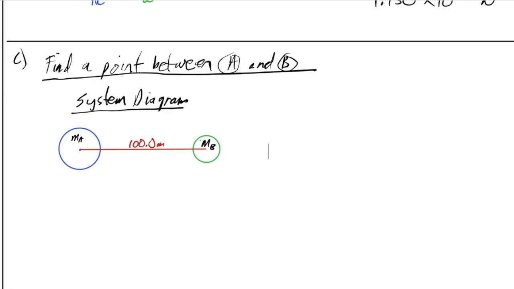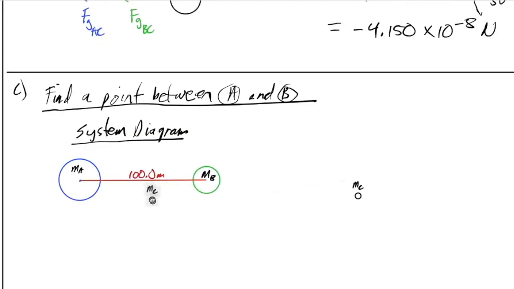So let's consider this. Let's take our MC. Now, our MC has to be placed somewhere in the vicinity. If we place our MC right here in the middle, is that going to work? Well, according to Newton's universal gravitational law, the larger mass is going to have more of a gravitational pull than the smaller mass at equal distances. So if we place MC right in the middle, MA is still going to have a stronger pull because it is 5 times more massive than MB.